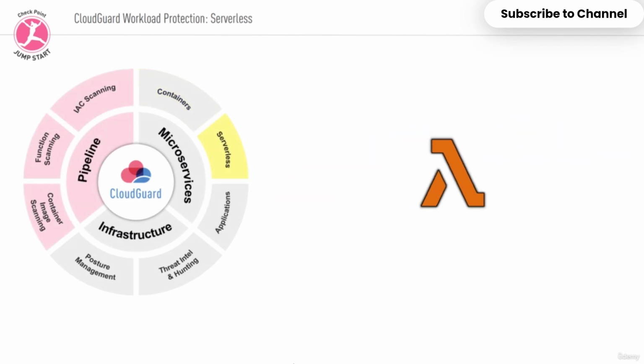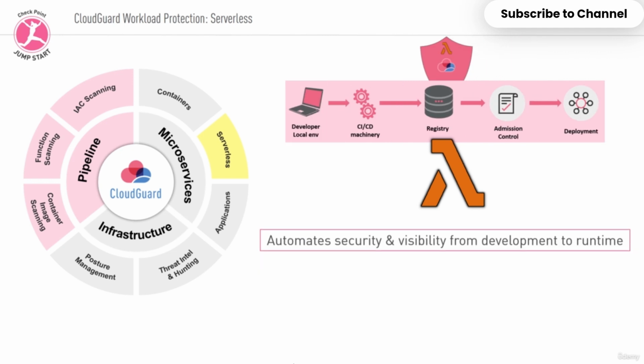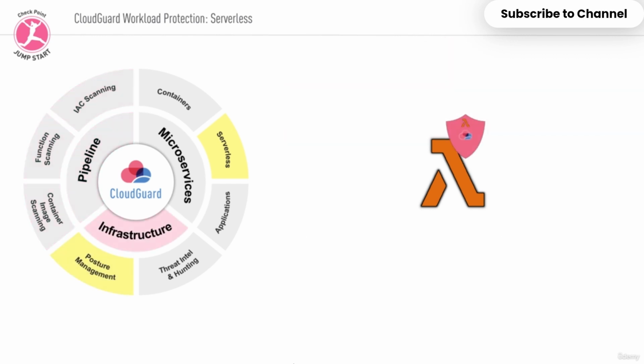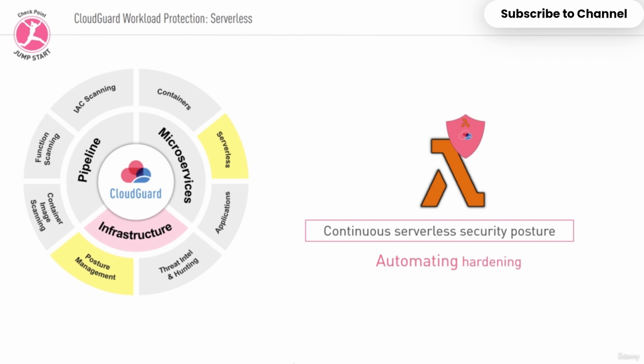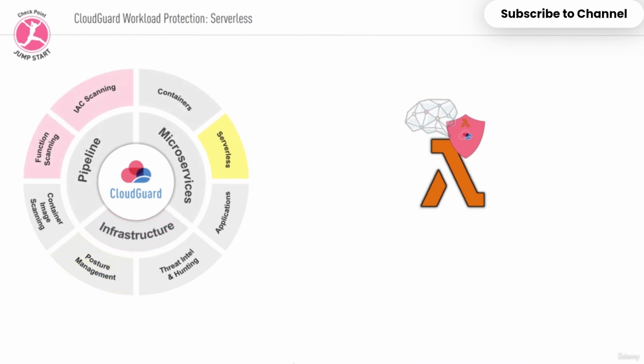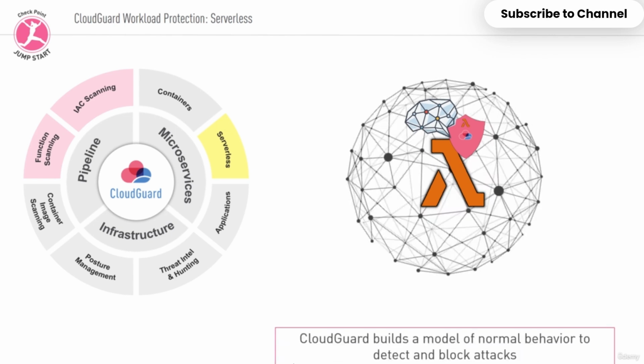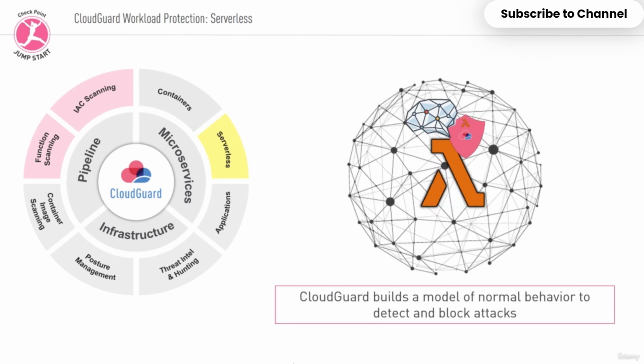CloudGuard's breakthrough code-centric platform automates security and visibility for cloud-native serverless applications from development to runtime, enabling organizations to securely innovate at cloud speed. By analyzing the serverless application code before and after deployment, organizations can achieve a continuous serverless security posture, automating application hardening, minimizing the attack surface, and simplifying governance. Utilizing machine-based analysis and deep learning algorithms, CloudGuard builds a model of normal application and function behavior to detect and block application layer attacks for enhanced serverless security.